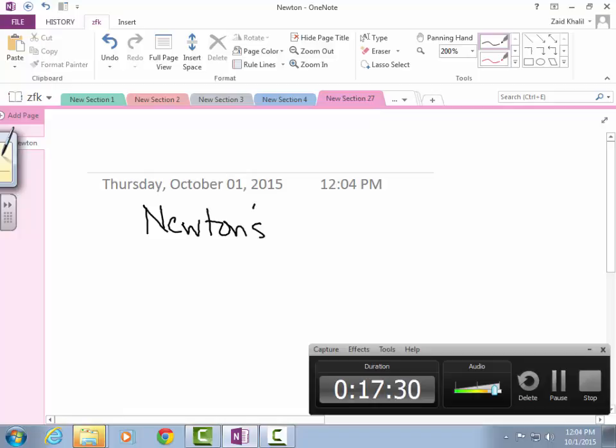I think you have it right in front of you, right? There's no need to write it down. It's only valid in inertial reference frames. What's an inertial reference frame? It's a coordinate system that is moving at a constant velocity.